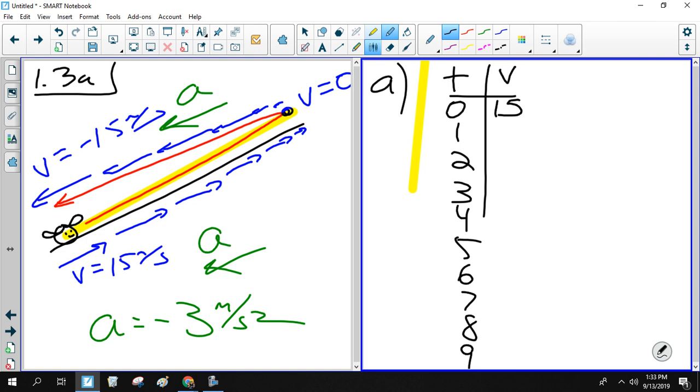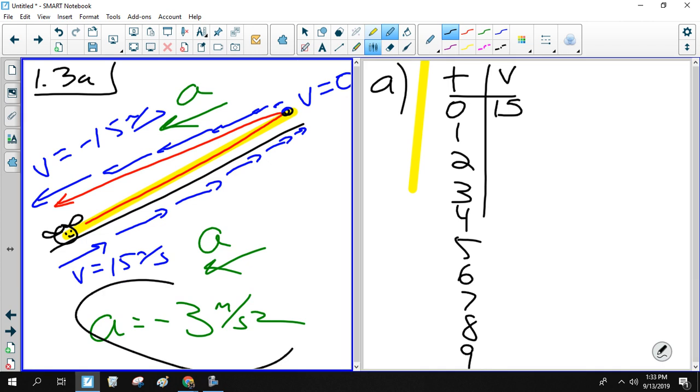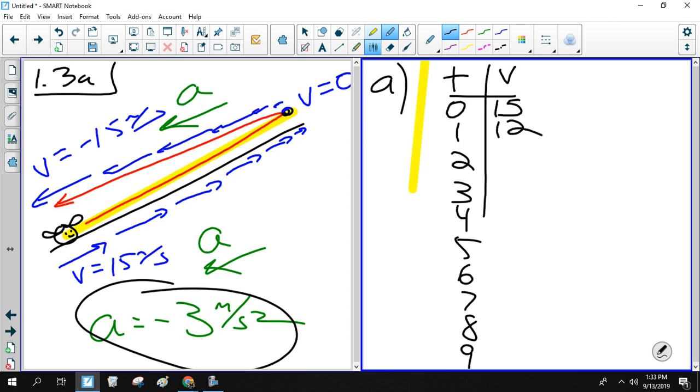So how do I fill in the chart? What happens to the velocity every second? It goes down by 3, right? So let's see, after 1 second, the velocity will be 12, then it's 9, then it's 6. Has she started going down the hill yet? No, because the velocities are still positive, so she's still going up the hill. All right, let's keep subtracting. 3, 0, -3. Now has she started going down the hill?